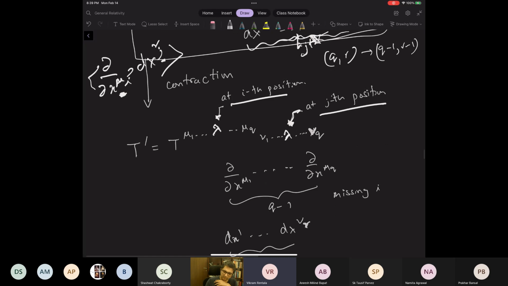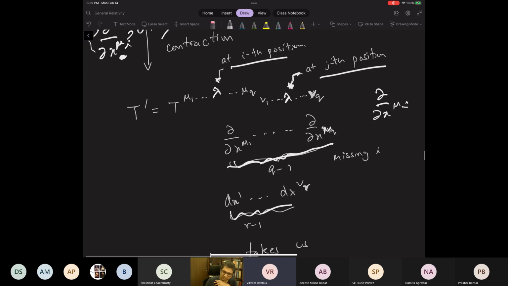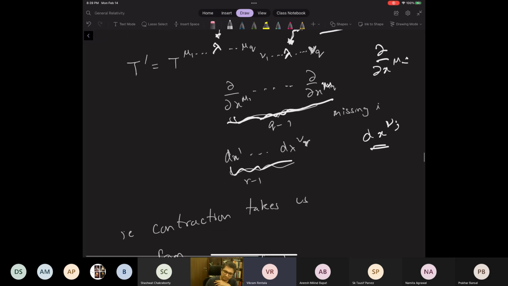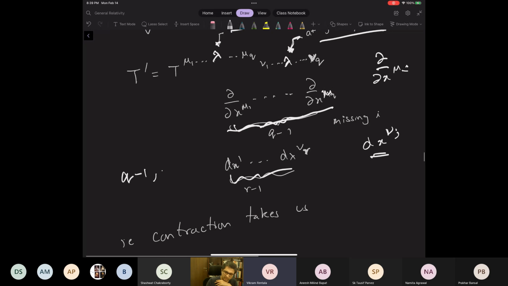And now I get rid of my partial x^(mu_i). So this only has Q minus 1 terms now. And this product has only R minus 1 terms, where I got rid of the dx^(nu_j). So now this is a tensor of type (Q-1, R-1). So this is called a contracted tensor.